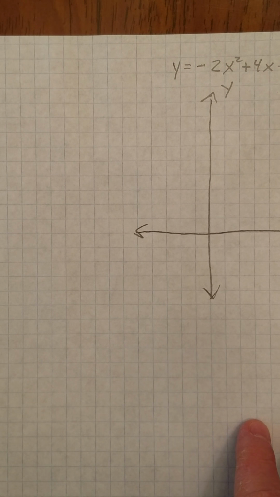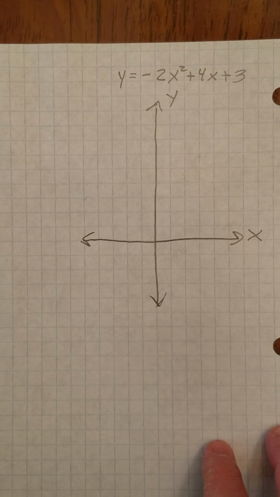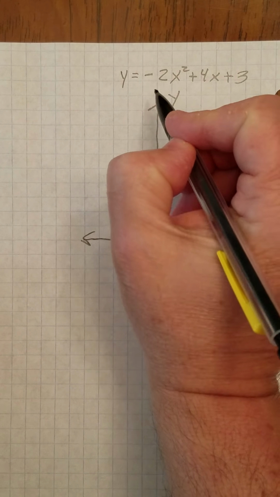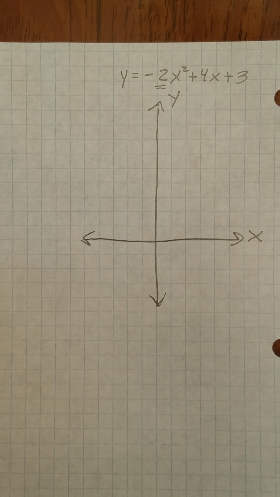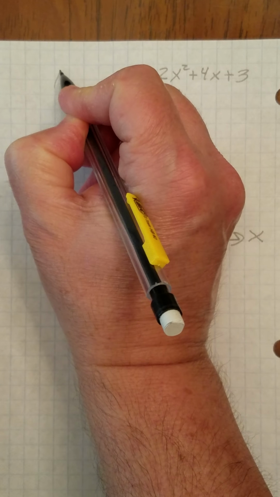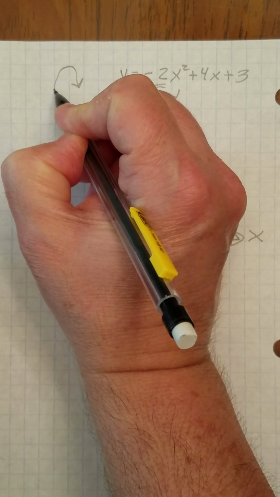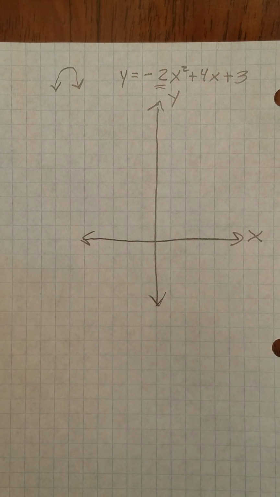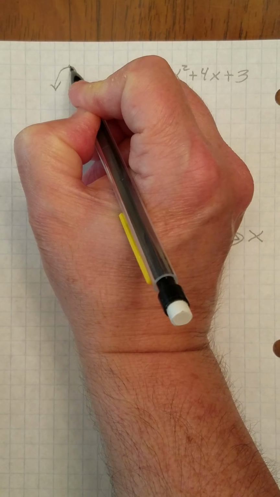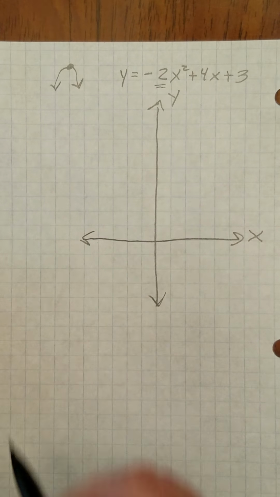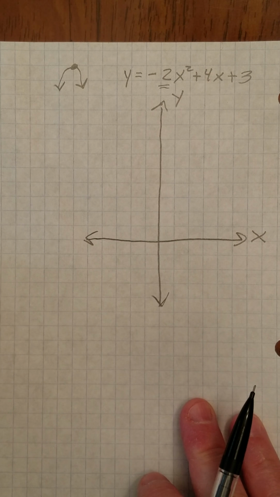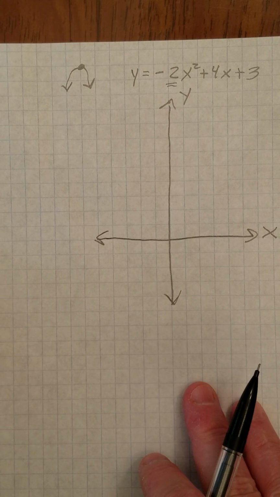All right, so in this video we're going to take a look at graphing a parabola where a, right here, is negative. Remember that when a is negative, the parabola is going to frown. So it's going to be a parabola that's going to be looking like this. The vertex, remember, is going to be a high point. Okay? We're going to keep that in mind as we graph this and as we get points for it.